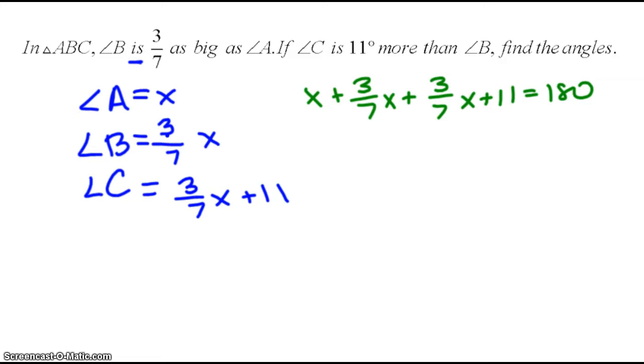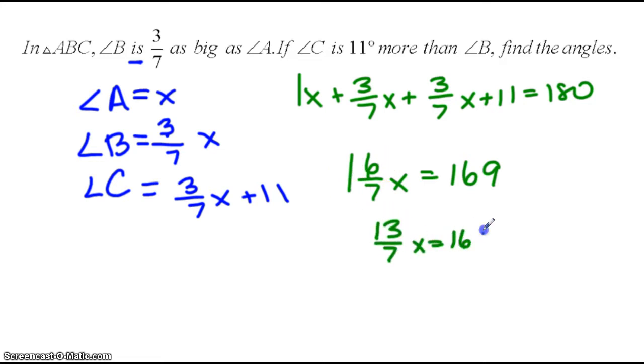So what I'm going to do is first subtract over the 11, and then I'm going to worry about combining these like terms. Well, actually, we could combine the like terms, right? Why not? There's a 1 in front of the x, so this becomes 1 and 6/7 x equals 169. Now, I'm going to convert this mixed number into an improper fraction. So to do that, we do 7 times 1 is 7 plus 6, that's 13/7 x equals 169.